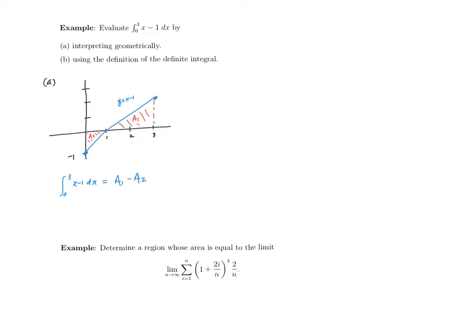Both of these areas are triangular. So to find A1, we use the formula for the area of a triangle, 1/2 base times height. Similarly for A2, 1/2 base times height. So the value of this definite integral, if we simplify a bit further, 1/2 times 2 is 1, so we end up with 2 minus 1/2, or the value of the definite integral is 3/2.